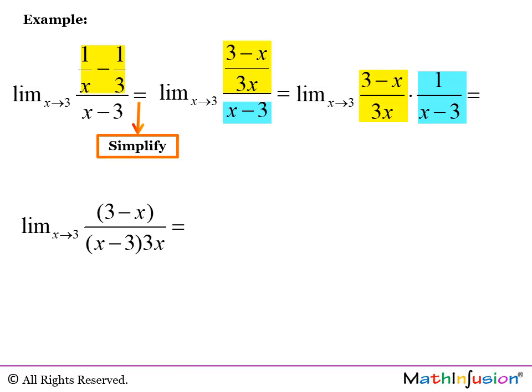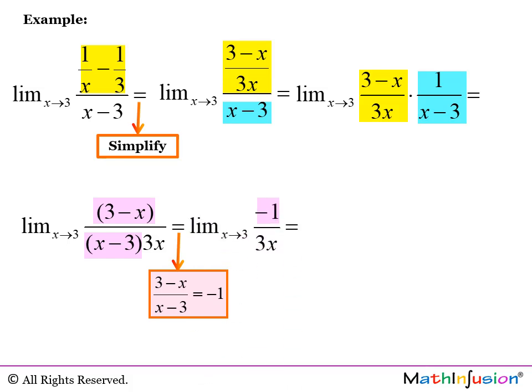And we get that. Now we have to notice that because x minus 3 is the opposite of 3 minus x, (3 minus x) over (x minus 3) equals negative 1. Now we can go along and just substitute 3 for the x, and we get negative 1 over 9.